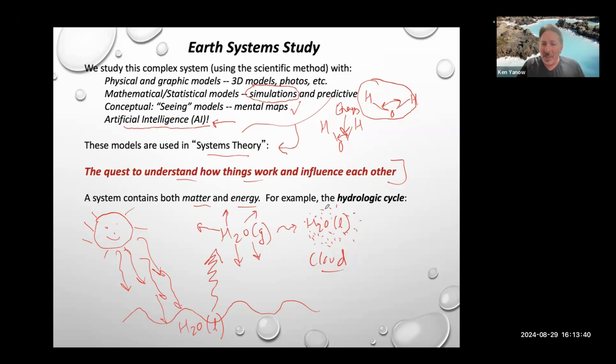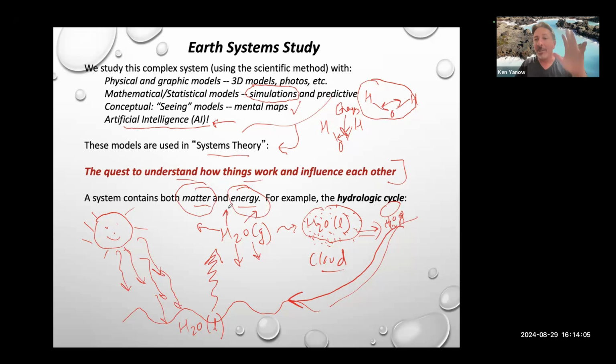Now, let's say that this cloud now blows over maybe a landscape. And let's say that over the landscape, it rains. So it precipitates, it rains, and this water maybe flows from a river back into the sea. We've now moved matter. So in this hydrologic cycle, we've moved both matter and we've moved energy. This is our system.